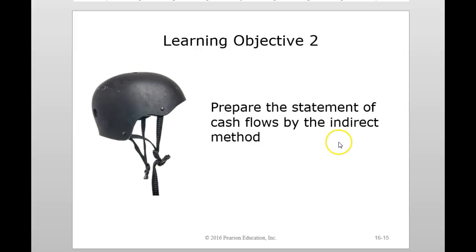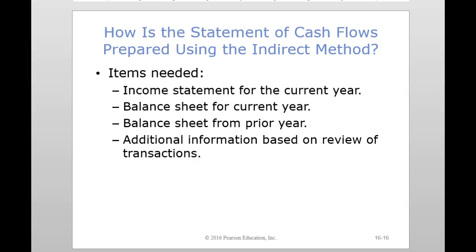That was the overview. Let's get into a little more detail about this. So we'll look at the items that are needed to prepare a cash flow: the income statement for the current year, the balance sheet for the current year, and a balance sheet for the prior year so you can compare. Also additional information based on the review of the transactions you find in this sheet, such as maybe titles, maybe bills of sale, things of that nature. And journal entries to find out what really was exchanged to make those accounts go up and down.